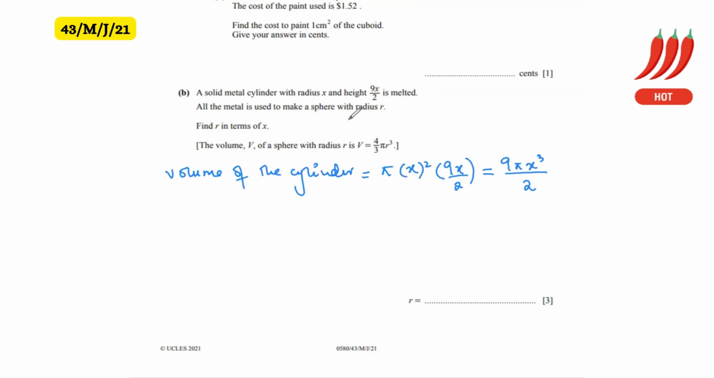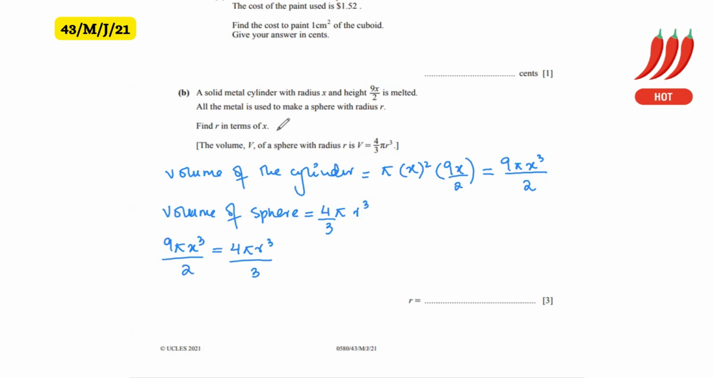This is melted to make a sphere with radius r. So volume of the sphere is 4 over 3 pi r cubed. Put both of them equal to each other because the cylinder is melted to make the sphere. So that's 4 pi r cubed over 3. This is r cubed, sorry, not x squared.